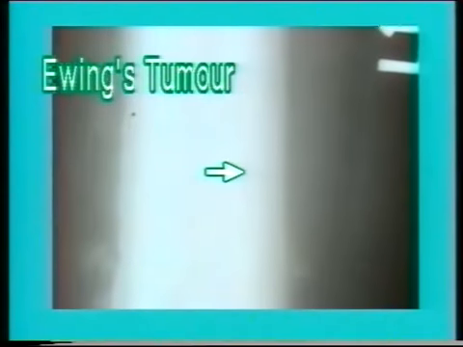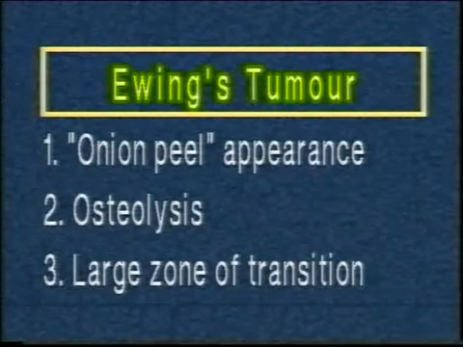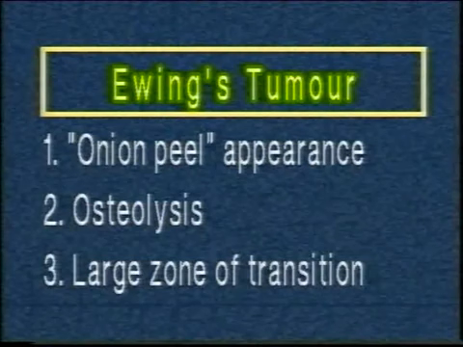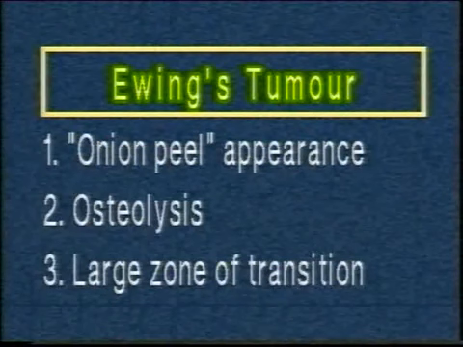There are a few mottled areas of osteolysis in the bone shaft. And at the point where the arrow now points, the periosteal reaction resembles an osteogenic sarcoma. Remember that onion peel appearance may not be seen everywhere. So the radiological features of Ewing's tumor are lamellated periosteal reaction giving an onion peel appearance, osteolysis in the main bone, that is diaphysis, and zone of transition between it and the normal bone is large.